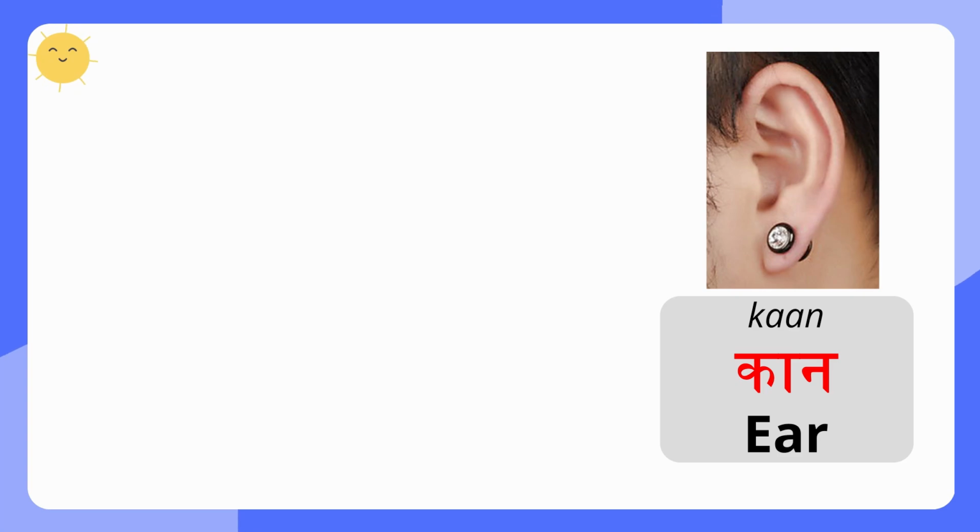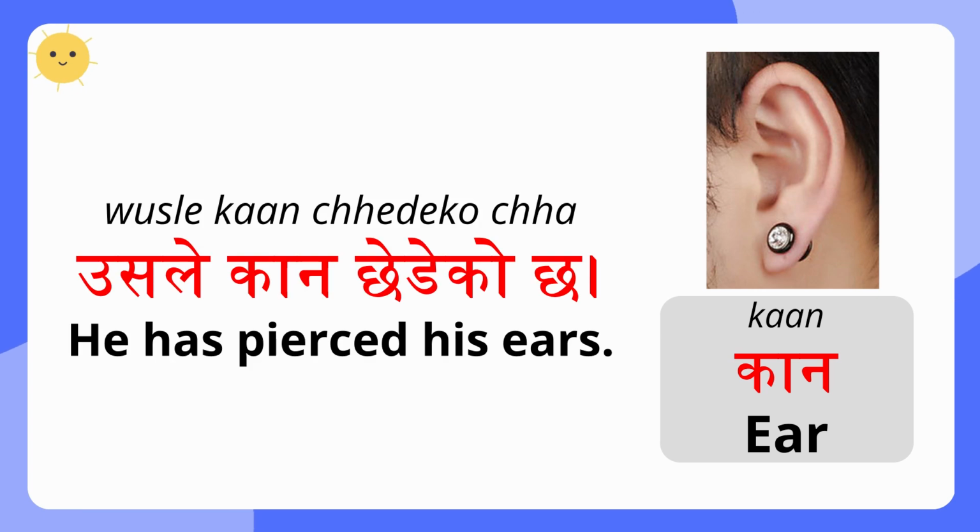Let's learn how to say ear now. It's कान. Ear. उसले कान छेडेको छ. Here, उसले means he, कान means ears, छेडेको छ means has pierced. He has pierced his ears.